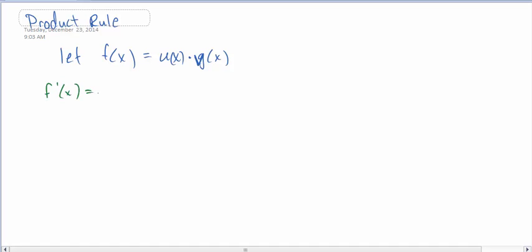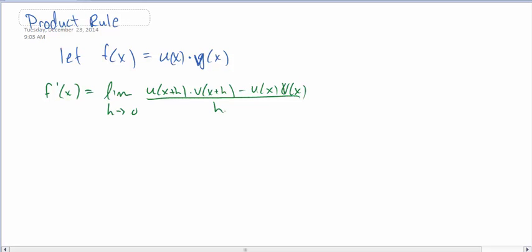So our derivative is equal to the limit as h goes to 0 of f of x plus h minus f of x. So this is going to be u of x plus h times v of x plus h minus u of x times v of x, all divided by h. Oh boy, where do we go from here?